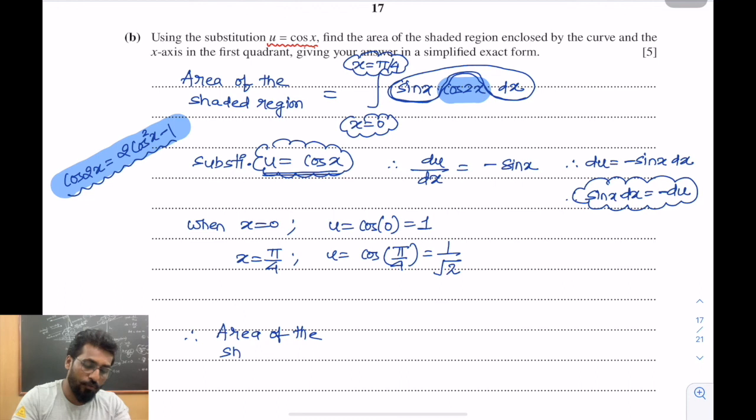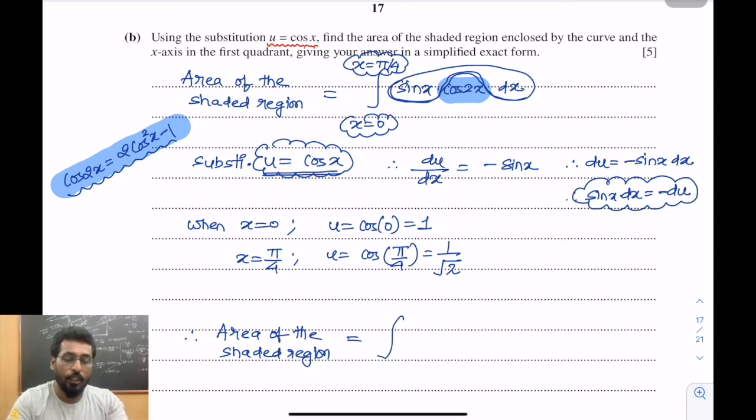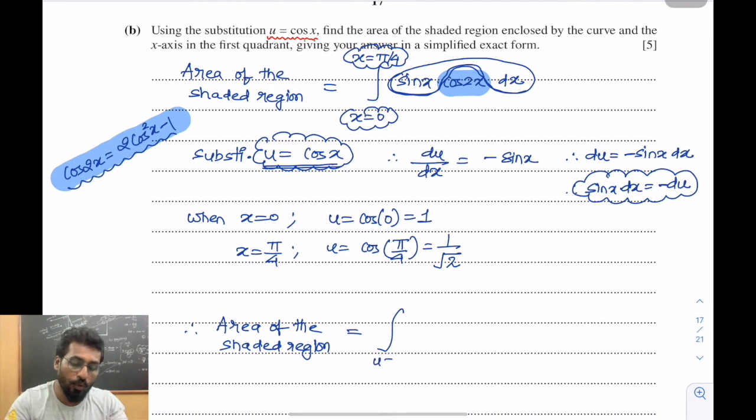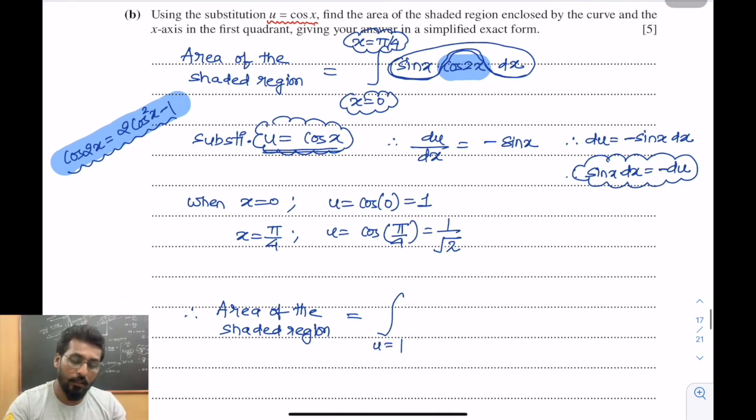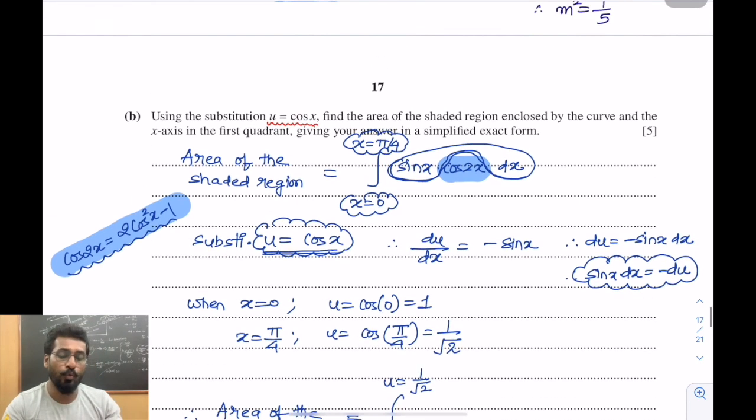Area of the shaded region is equal to integration of... So x equal to 0 to x equal to pi by 4, it becomes u equal to 1. So when x is 0, u is going to be equal to 1. So u is equal to 1 upon root 2, right?